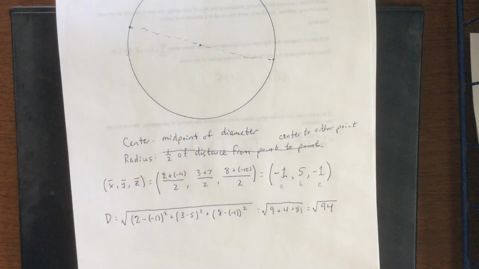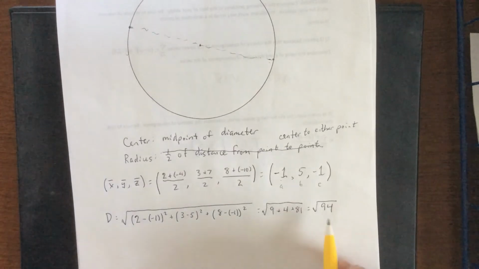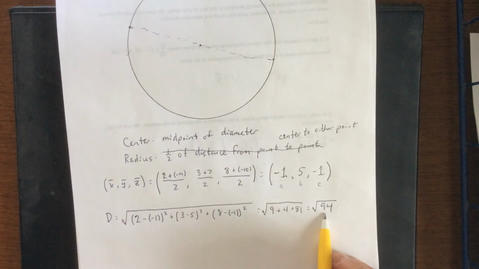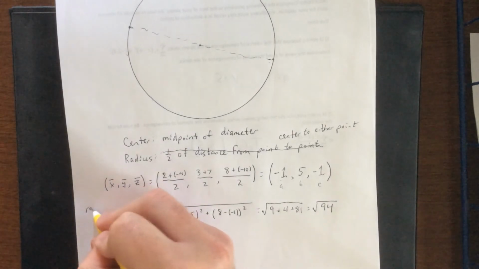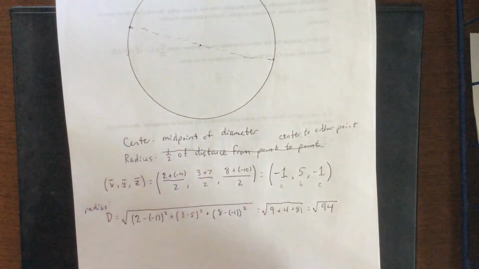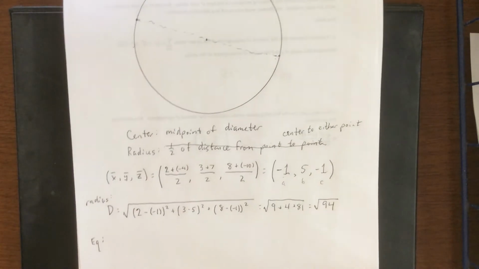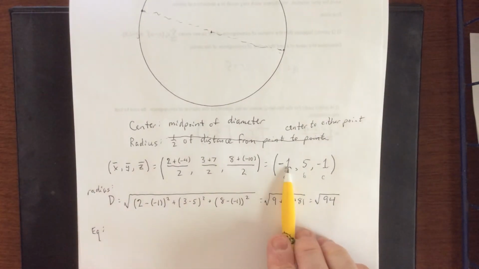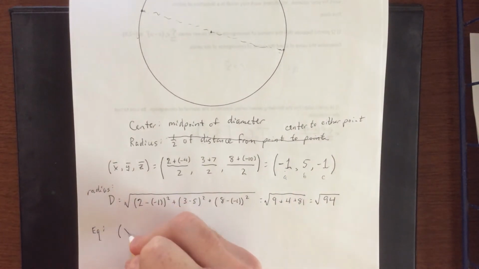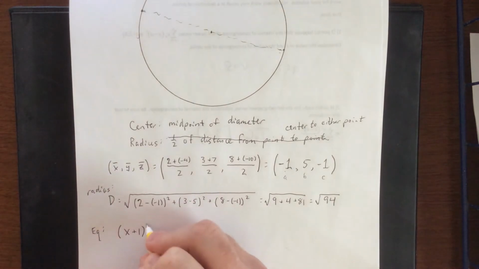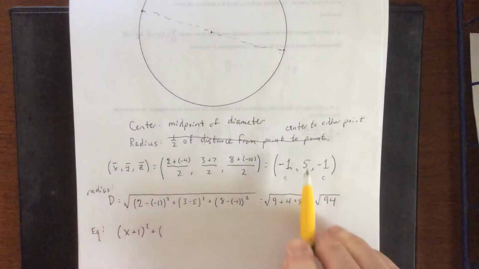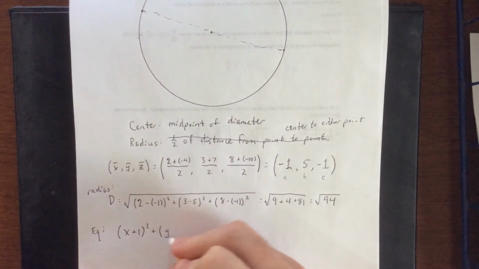Now, do bear in mind, though, that when we're coming up with the equation of the sphere, we're going to need this thing squared anyway. And this was for the radius. So the equation of our sphere is going to be x minus -1, quantity squared. We'll go ahead and simplify that to x plus 1, quantity squared. Y minus 5, quantity squared.